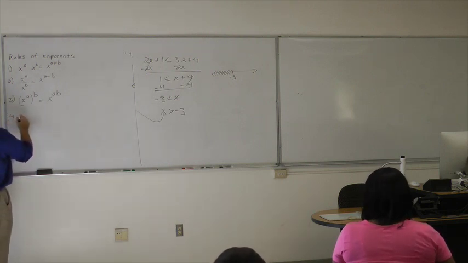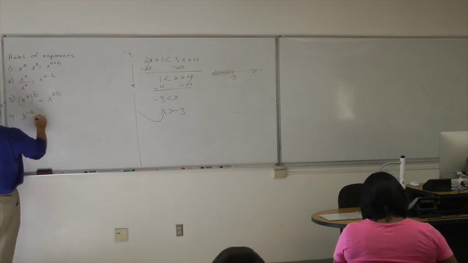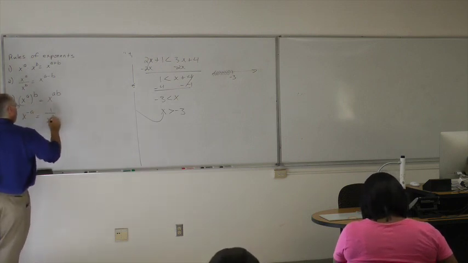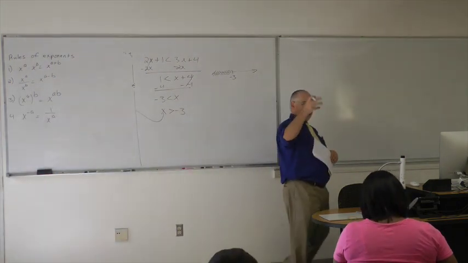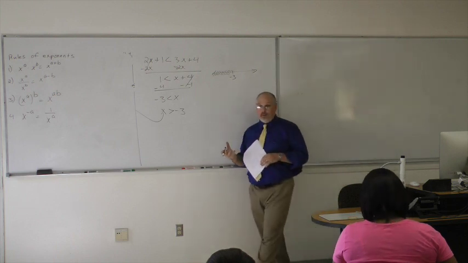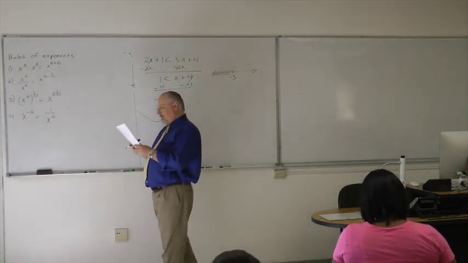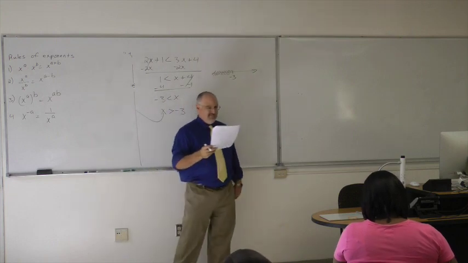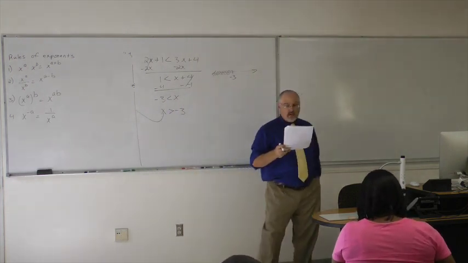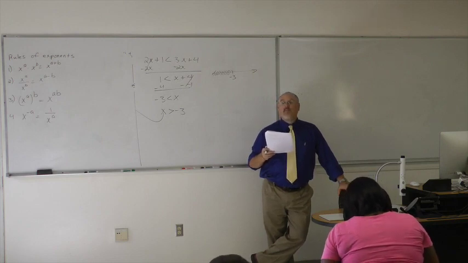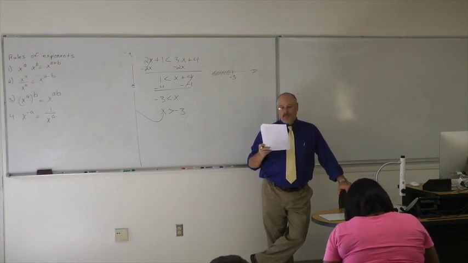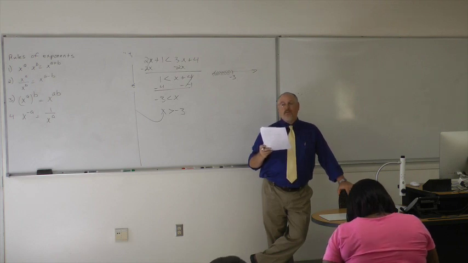Rule four, that x to the minus a is 1 over x to the a. So when you have a negative exponent, you apply it and you get the reciprocal. All right, any problem in particular you would like to go over on this sheet? Yeah, remember. What number? Number 20, 32.